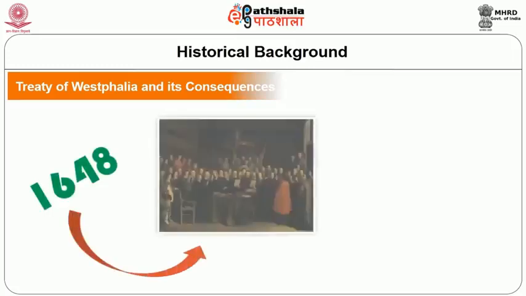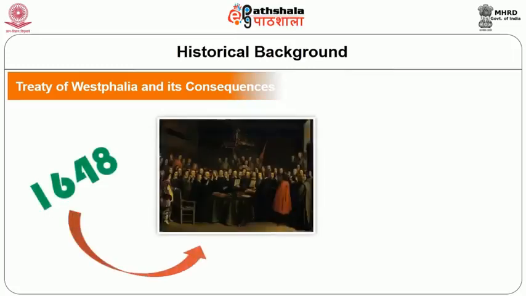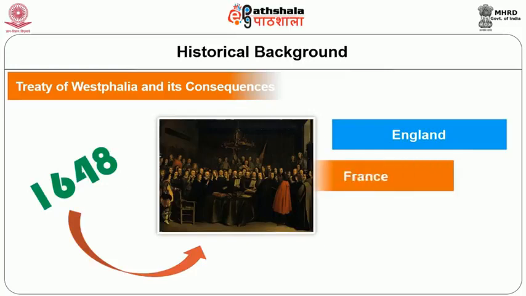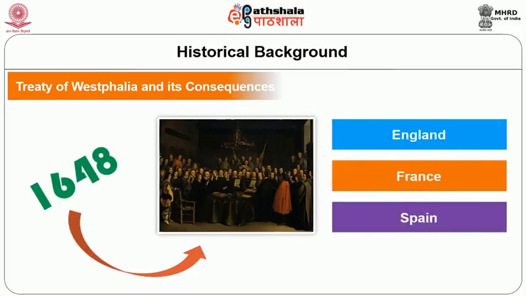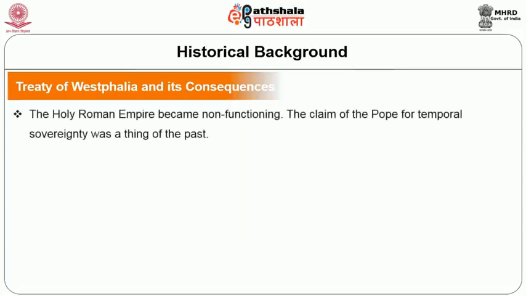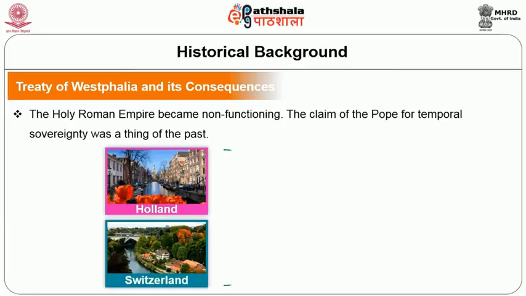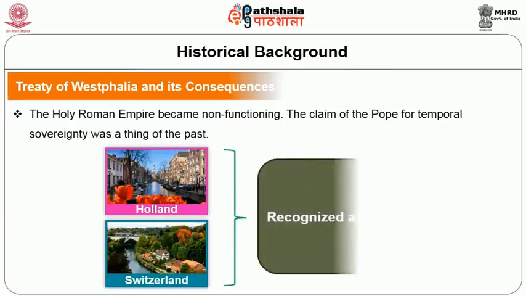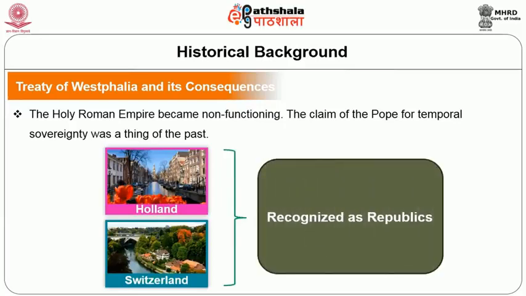Treaty of Westphalia and its consequences. The state system took its modern form since 1648 when the Treaty of Westphalia was concluded. By 1648, England, France, and Spain had already developed into nation-states. The Holy Roman Empire became non-functioning. The claim of the Pope for temporal sovereignty was a thing of the past. Holland, Switzerland were recognized as republics.